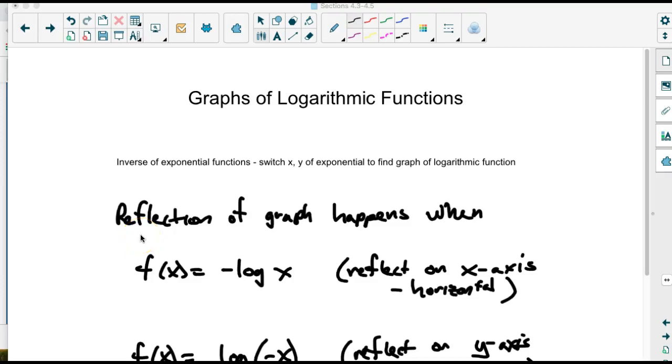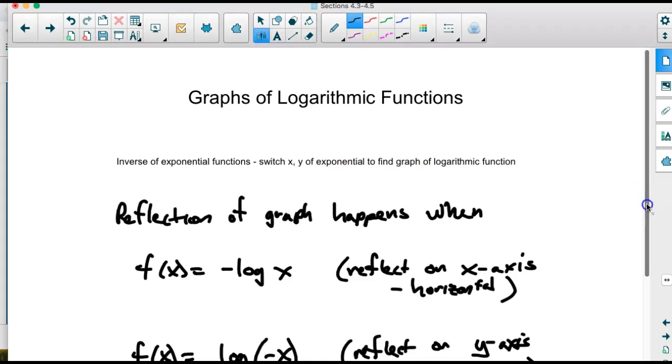Hello, and in this video we're just going to finish up the graphing transformations of logarithmic functions. The first two videos talked about basic graphs and some transformations: right, left, up, and down. This one's going to talk about reflections. So remember, we switched the x and y from an exponential to find the graph of a logarithmic function. There are two types of reflections.